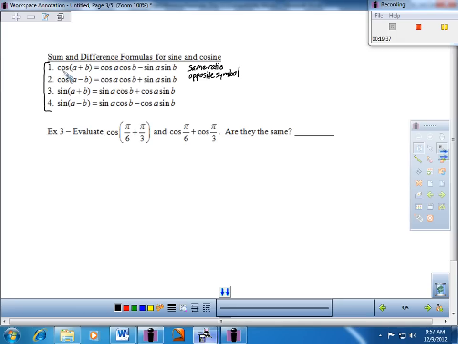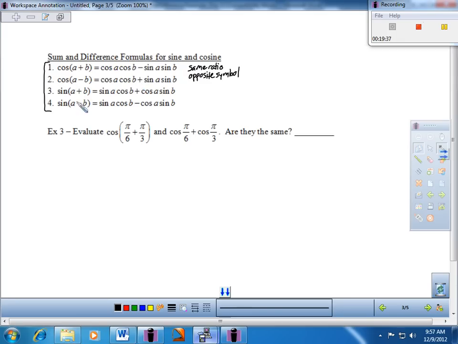So for example here, when I think of the cosine formulas for sum and difference, I know that the pairs are the same. So cosine and cosine and sine and sine, but the symbol is opposite. So the sum formula has a minus symbol, the difference formula has an addition symbol. So same ratios together, but opposite symbol.